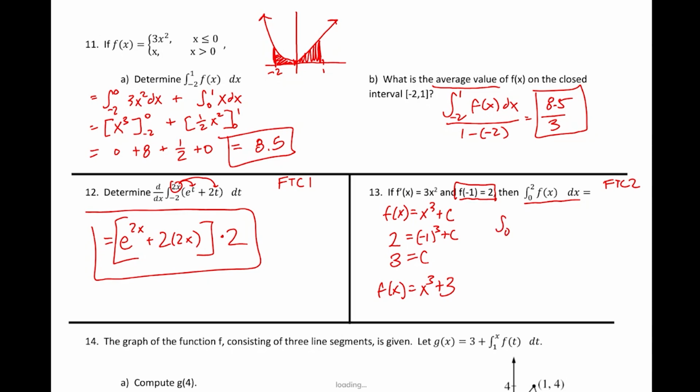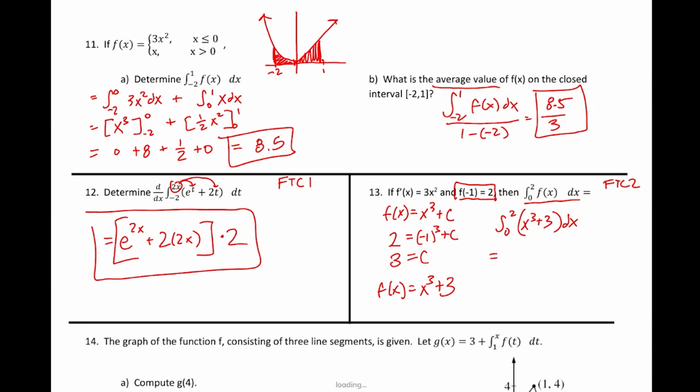The integral from 0 to 2 of f of x dx is going to be equal to the integral from 0 to 2. Now that we know what f of x is, we can just fill that in. x cubed plus 3. Make sure we got parentheses on there before the dx. And yeah, now we can just evaluate this like we normally would.